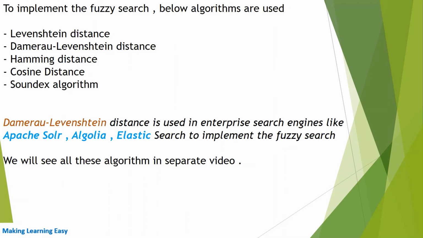To implement fuzzy search, the following algorithms are used: Levenshtein distance, DL distance, Hamming distance, Cosine distance, and Soundex algorithm. These are the famous algorithms which are used to implement fuzzy search. DL distance is used in enterprise search engines like Apache Solr, Algolia, and Elasticsearch to implement fuzzy search. This is the particular algorithm which is used in enterprise search engines. We will see all these algorithms in a separate video.